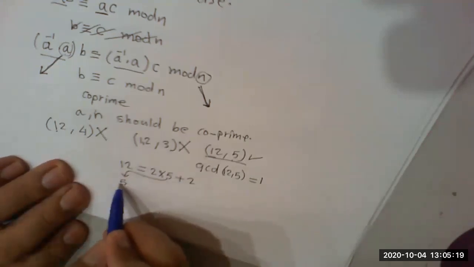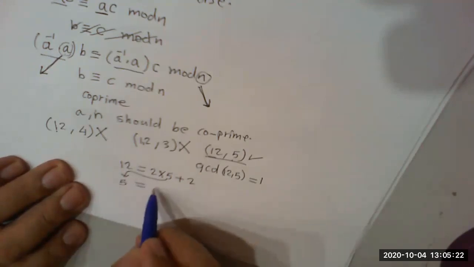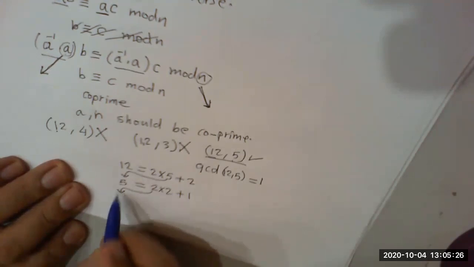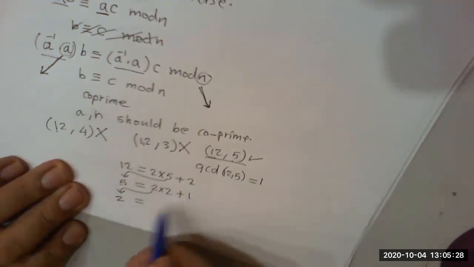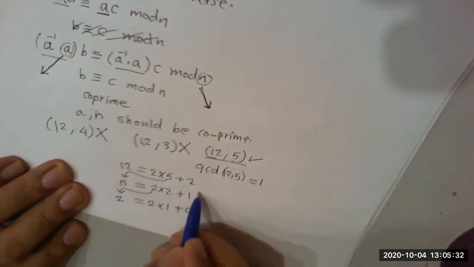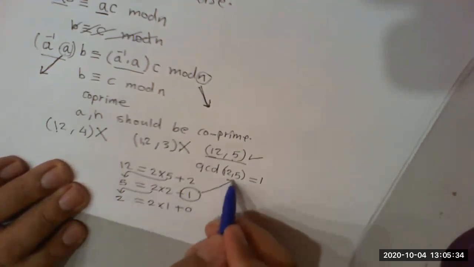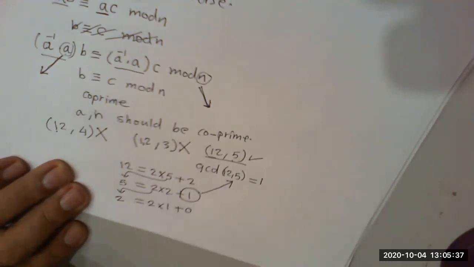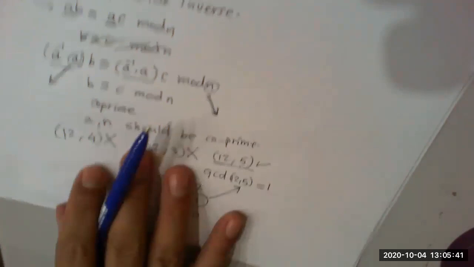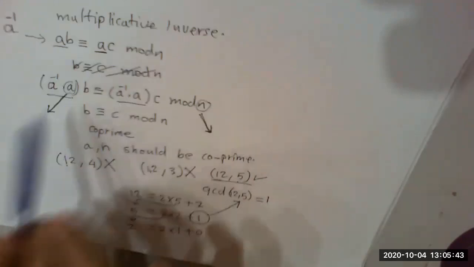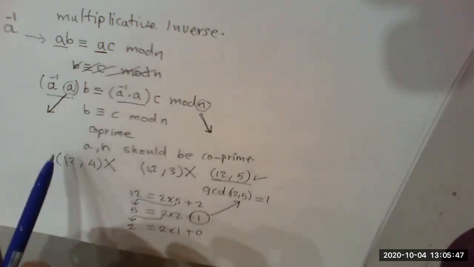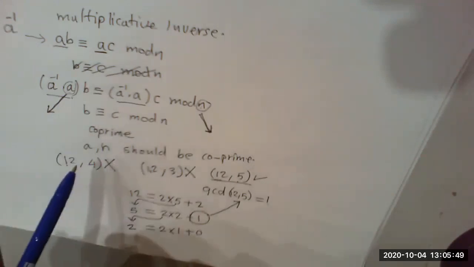Let's take 5. 5 is how much of 2? It is 2 multiplied by 2 plus 1. Then 2 is how much of 1? It is 2 multiplied by 1 plus 0. This means the greatest common divisor of these two numbers using the Euclidean algorithm is 1. So I can have a multiplicative inverse on one condition, that A and N should be co-prime.